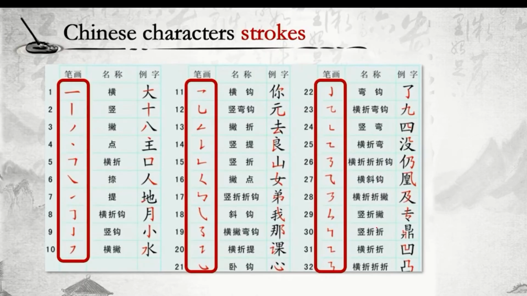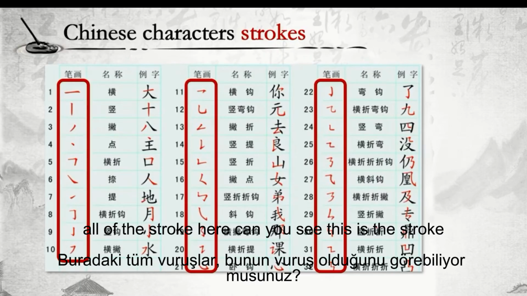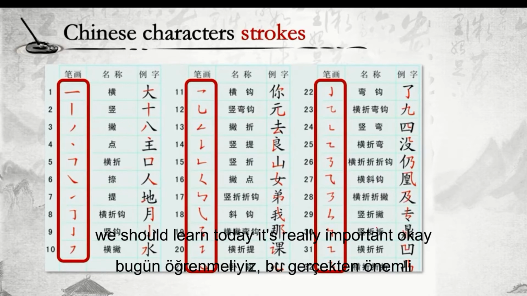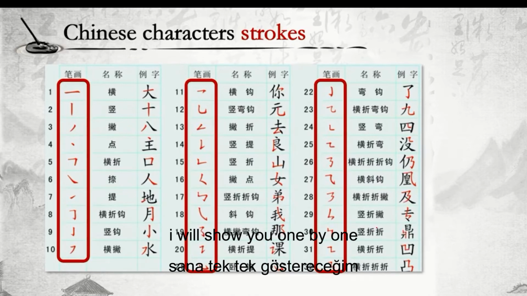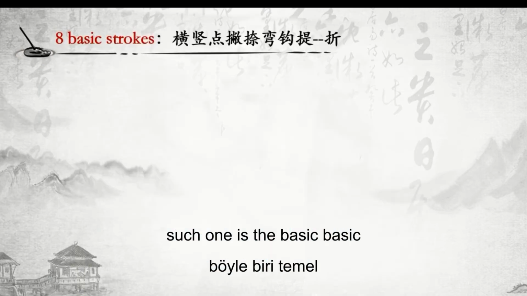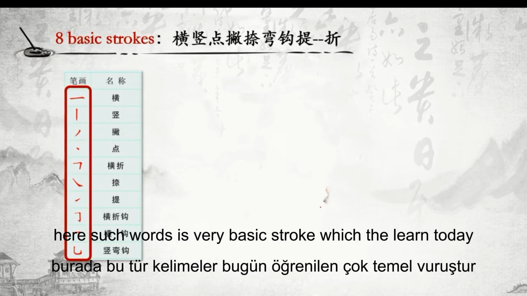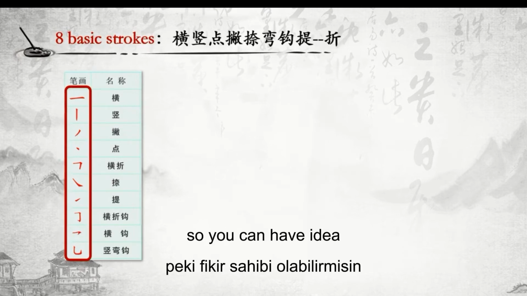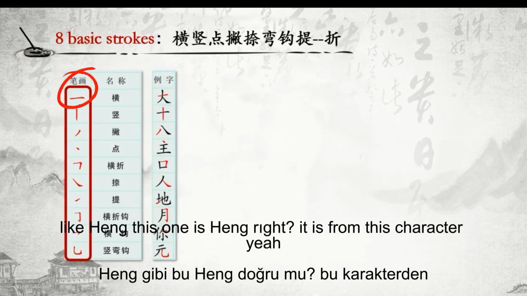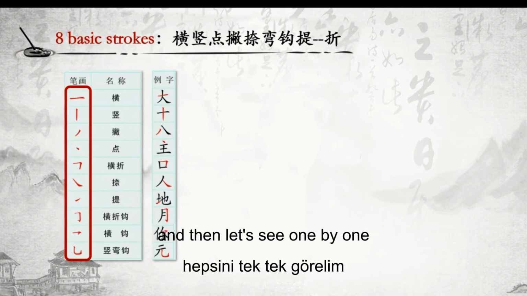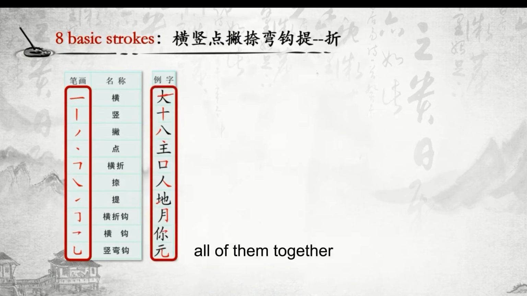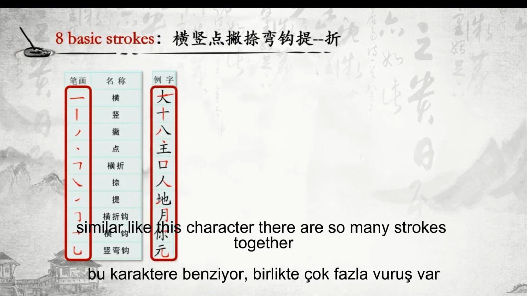Now let's see. All of the stroke here, can you see? This is the stroke we should learn today. It's really important. Okay, I will show you one by one. Such one is the basic one. Okay, let's see. Here, such words is very basic stroke we should learn today. So you can have idea. Like 横, this one is 横, 对吗? Is from this character. Yeah. And then let's see one by one, all of them together. It's also similar like this character. There are so many strokes together.